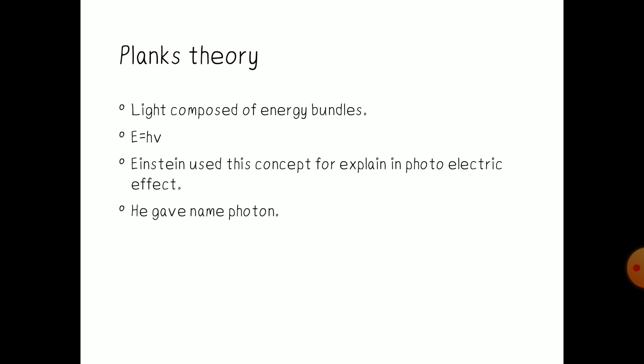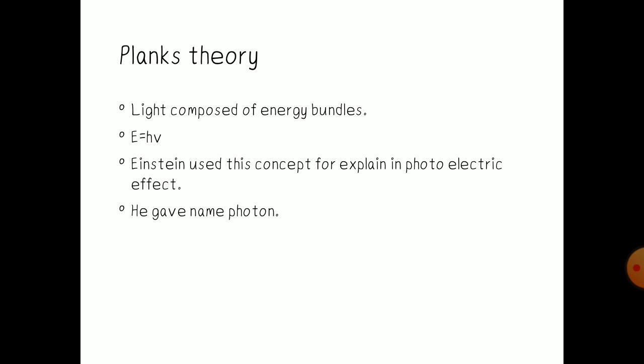According to Planck's theory, light is composed of energy in the form of bundles, and those bundles are known as quanta. Each quantum has a specific amount of energy, and it is quantized, meaning it has a fixed amount of energy. That energy is given by E equals h nu, where h is called Planck's constant and has a value of 6.626 times 10 to the power minus 34 joule second, and nu is the frequency of the radiation.